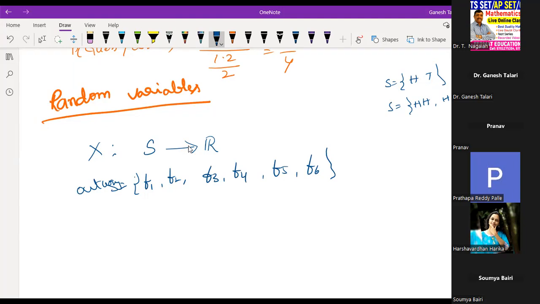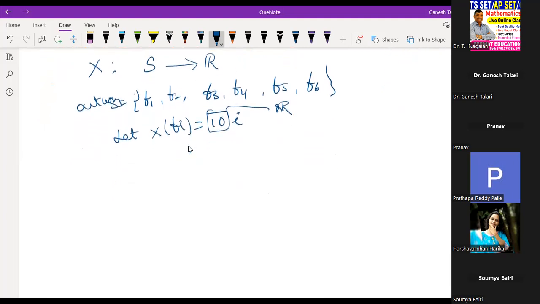X(Fi) is equal to 10 times i. Here the 10 is in R, the real plane. Which means instead of discussing the probability of getting any particular face number, like 1, 2, 3, 4, I will ask about getting at least 30 rupees, at least 40 rupees, at least 60 rupees, like that.